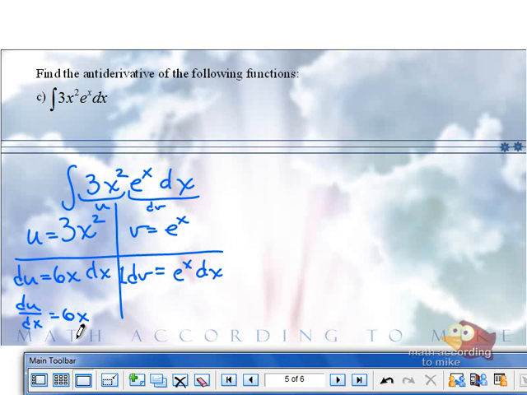Is this getting slightly better? Okay, I'll take slightly. If you would, please set up the integration by parts now. So if you would do the uv minus the integral of v du. So u, 3x squared, minus the integral of v du.